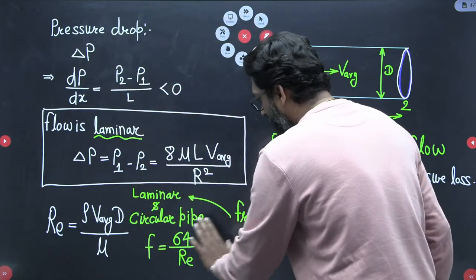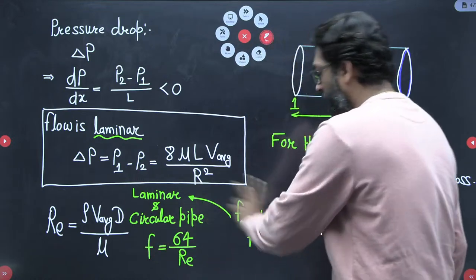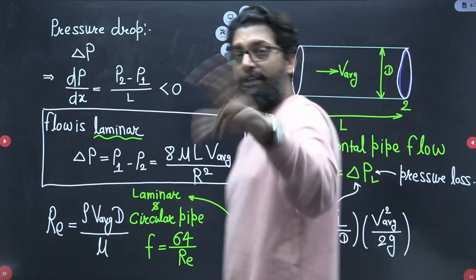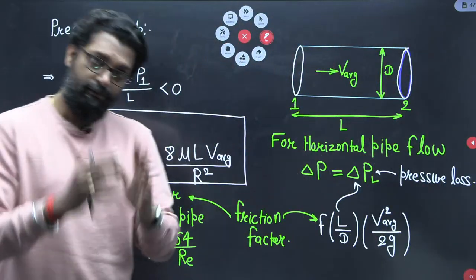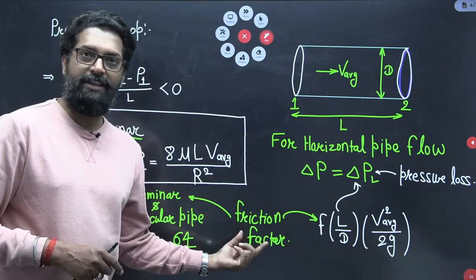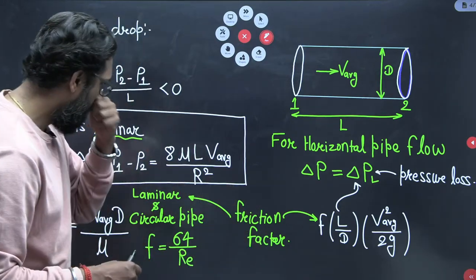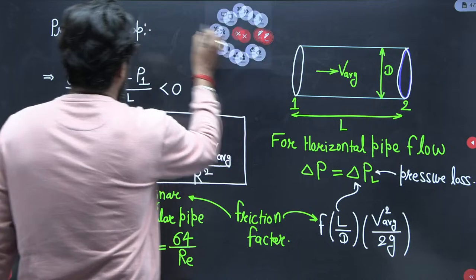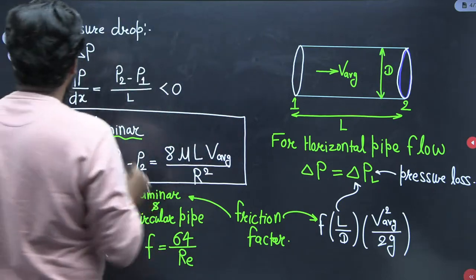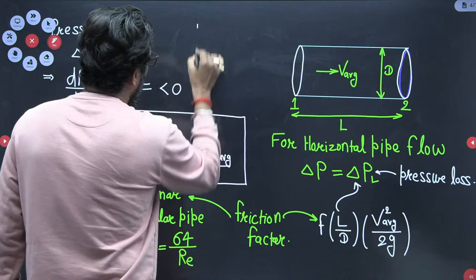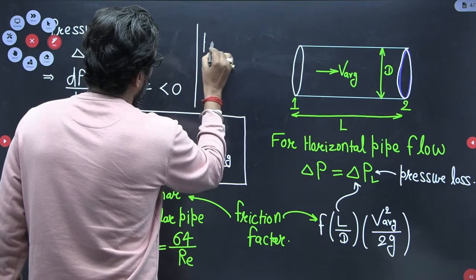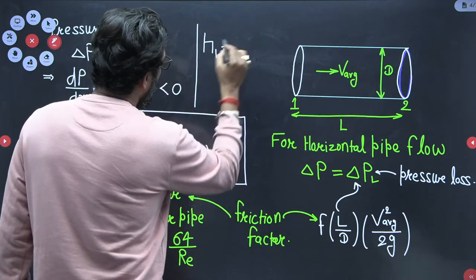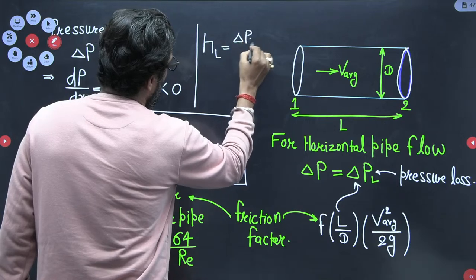And if the flow is turbulent, the friction factor equation is given in the figure in the question, which we'll discuss, or you can also calculate it from the Moody chart. This is the pressure loss. Now, if this is your pressure loss, you can easily calculate the head loss. This head loss is due to friction, equal to the pressure loss divided by rho into g.